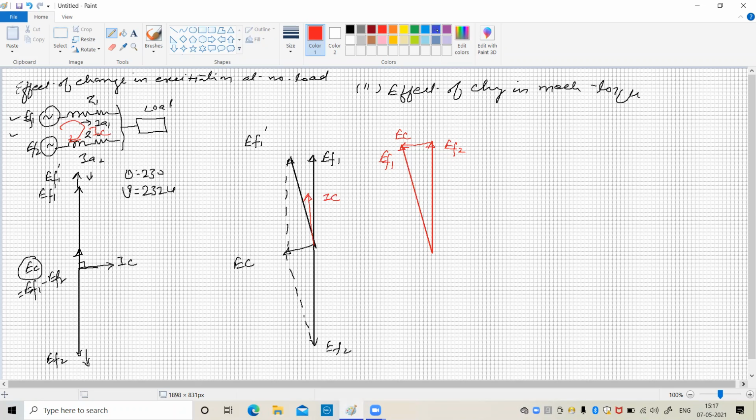Now here the angle between the voltage EF1 and this current IC is say theta 1, and the angle between IC and EF2 is say theta 2. So we can say that EF1 IC cos theta 1 is positive because theta 1 is less than 90 degrees, and EF2 IC cos theta 2 is negative. So the first machine is in the generating mode, and the second is in the motoring mode.